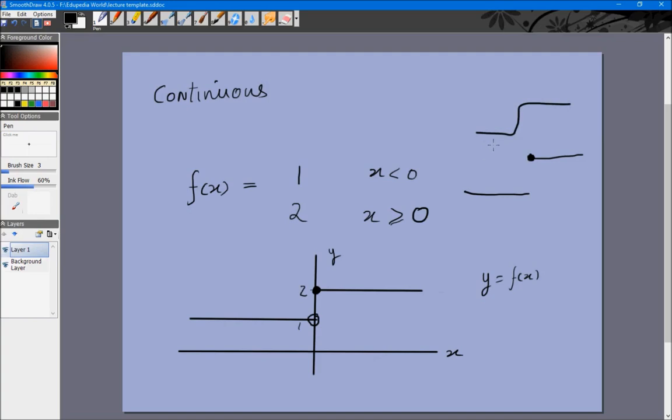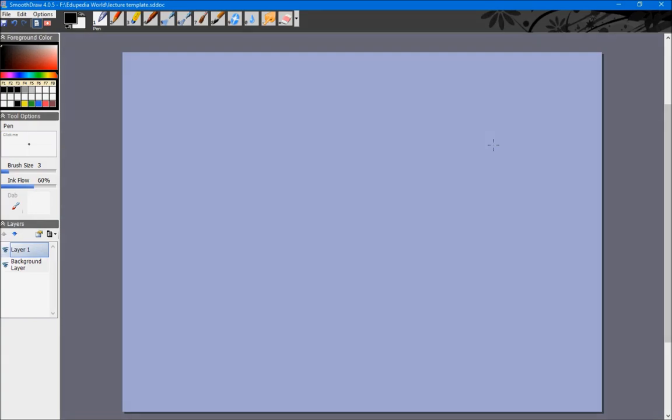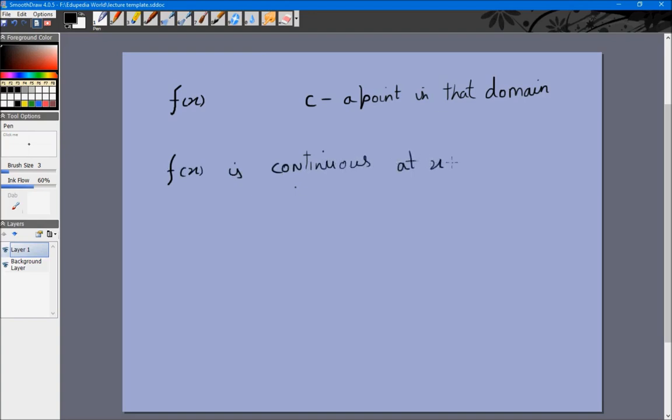Right. So the official definition of continuous is, if we assume that f(x) is defined in a domain, and let's say C is a point in that domain, this is just a way of saying that f(x) is defined at C. Then f(x) is continuous at x equal to C if the limit of the function as x approaches C is the same as the value of f at C.